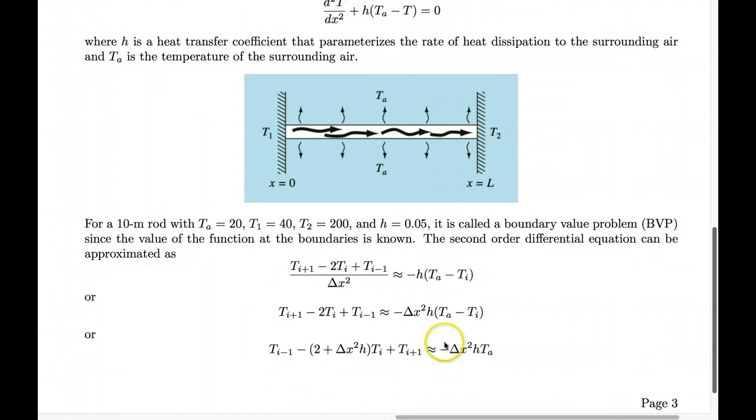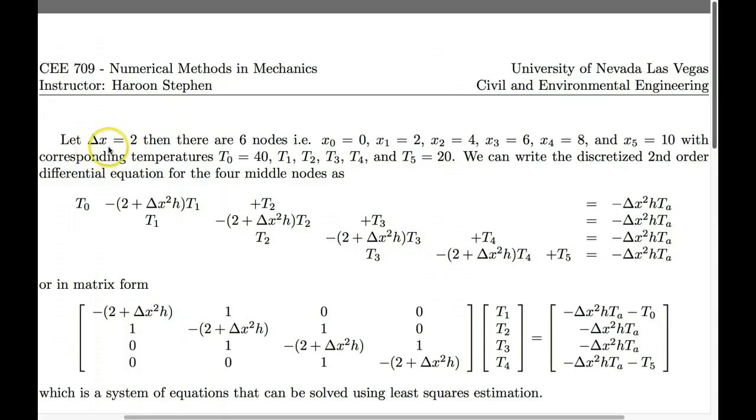Suppose that we set delta x to be equal to 2, and so we are to determine the value of temperature at 0, 2, 4, 6, 8, and 10 units of length along this rod. The corresponding temperatures are 40, T1, T2, T3, T4, T5, where T5 is 20. These values are given on the previous page for this problem.